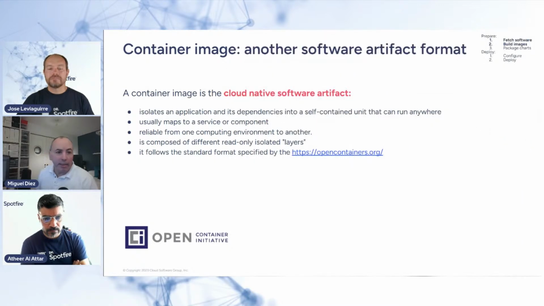But first of all, let's start by refreshing some concepts to get a better understanding of the CDK architecture. For those that maybe don't remember, what is a container image? A container image is the cloud-native software artifact. It packages an application and all of its dependencies into a self-contained unit that can run anywhere. It's composed of several layers, and follows one standard, the Open Container Initiative, OCI. Typically, one container maps to one specialized service.